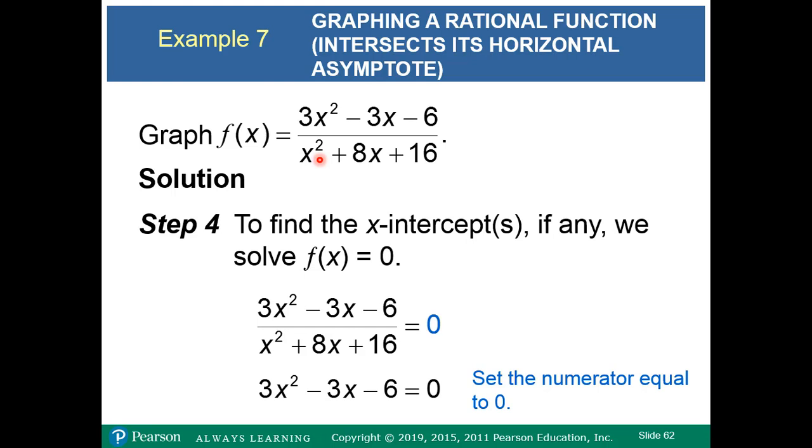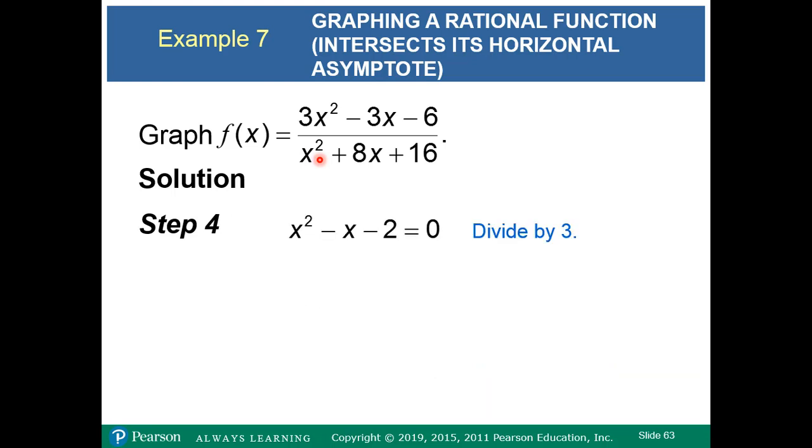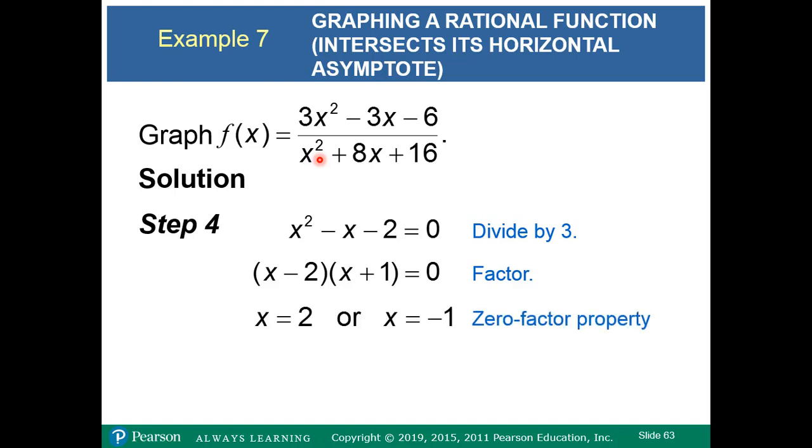Now when we solve this, we get this here because we divided by 3 to get rid of the 3 in the leading term. Now that we have this, we can factor it using the AC method, and we get x minus 2 times the quantity x plus 1. So we get x equals 2 or x equals negative 1. And so the x-intercepts are negative 1, 0, and positive 2, 0.